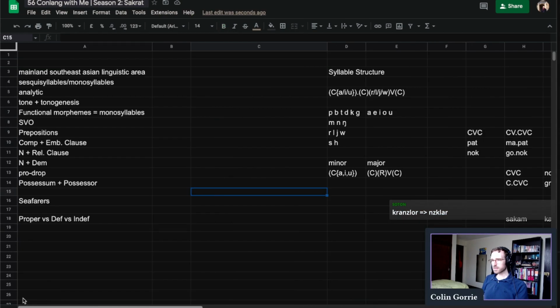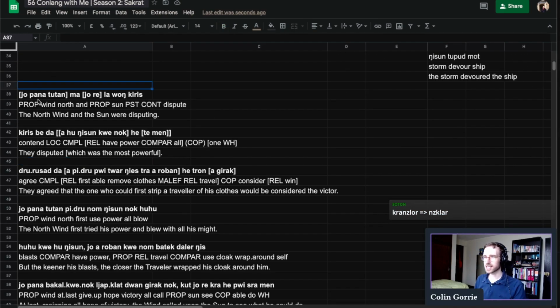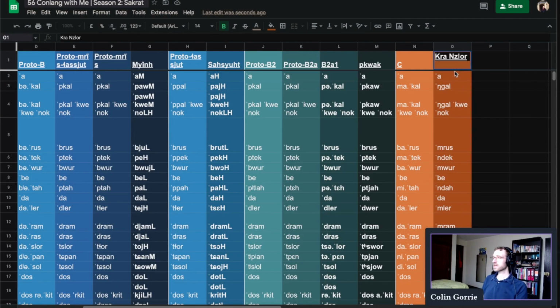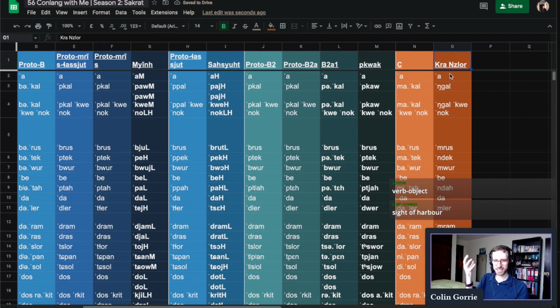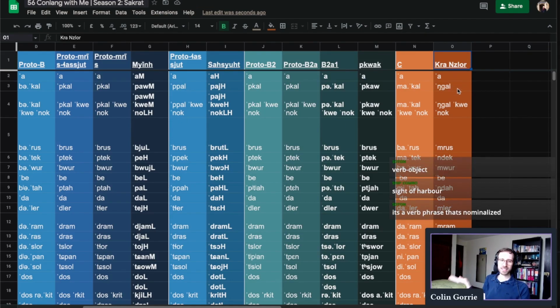I'll show you what I mean. In this family, we have constructions like wind north, so the modifier follows the modified. So in this case, this would be more like the seeing of the harbor. The harbor, yeah, something like that, right? I don't know. My brain is just totally off right now. Or the site of the harbor, something like that. We'll come up with a way of thinking about this when my brain works again. It's a verb phrase that's nominalized.